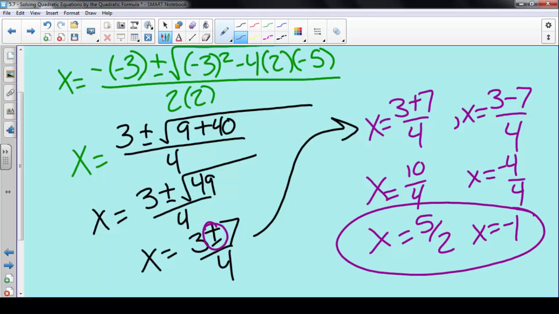We do have 2 answers, because think about even when we were solving by factoring. We got 2 answers by factoring, so it only makes sense that if we're solving the same type of equation, we should get the same number of answers.